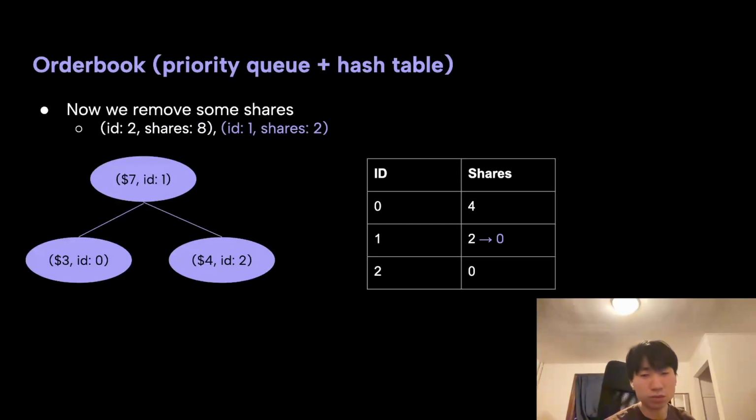And then now we just process the second order and we just forget about the first one. And then we do the same thing. We skip the heap and we just go to the hash table and we go to ID 1, remove 2 shares, and this becomes 0.